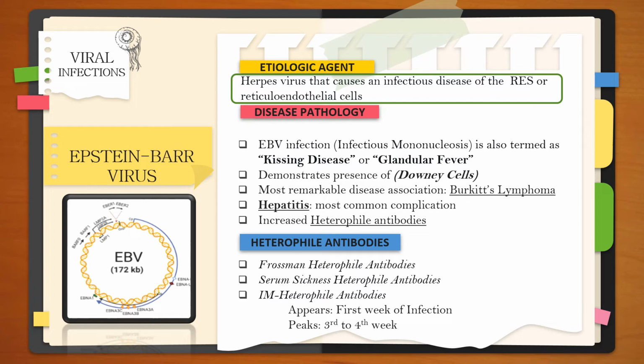The infectious mononucleosis heterophile antibodies appear in the first week of infection and normally peak within the third to fourth week. Aside from IM heterophile antibodies, we also have the Forssman from Salmonella and Shigella, and the serum sickness heterophile antibodies, which are antibodies in response to parenteral injection of horse serum products during immunization.